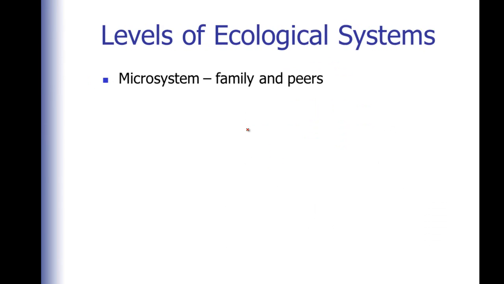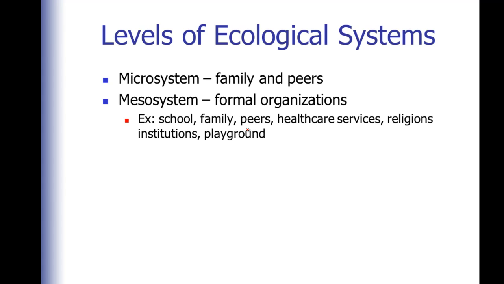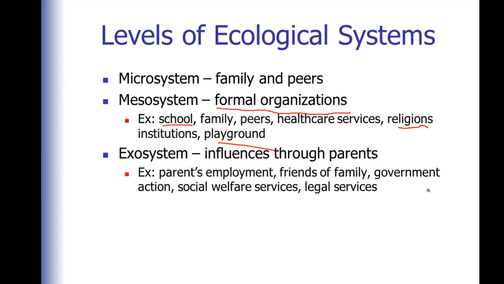The textbook talks about these levels here. First, the microsystem is the family and peers. And then the mesosystem is formal organization, which is you. All are going to lead up to this well-rounded child, and things like healthcare services, religious institutions, religion and faith, also playgrounds. And then the exosystem is influence on parents, their employment, friends of family, government action, social welfare services. See, to me that's so interesting to mention there. That's part of the social justice thing, meaning is your livelihood based on social welfare. And then of course legal systems.